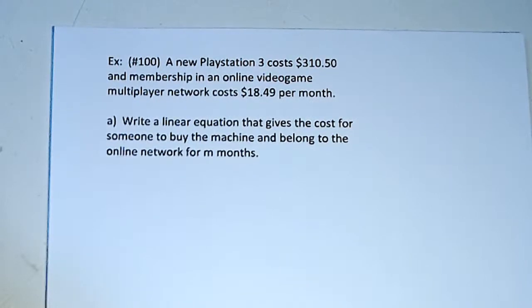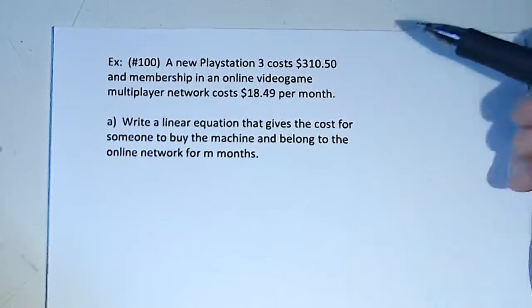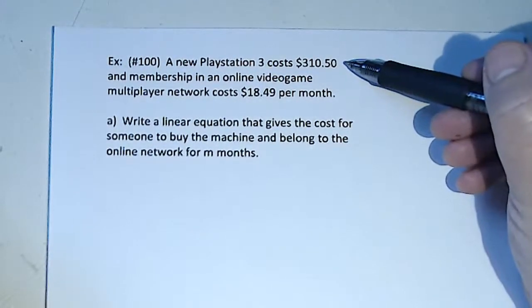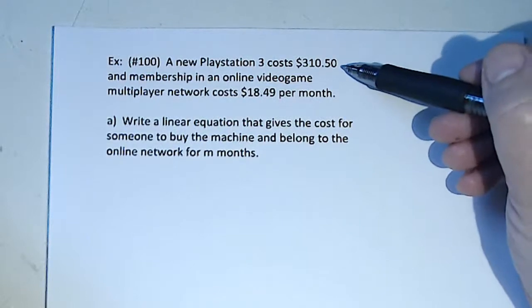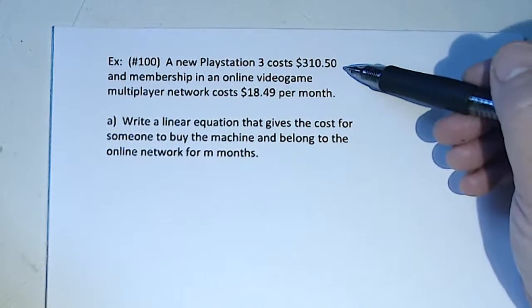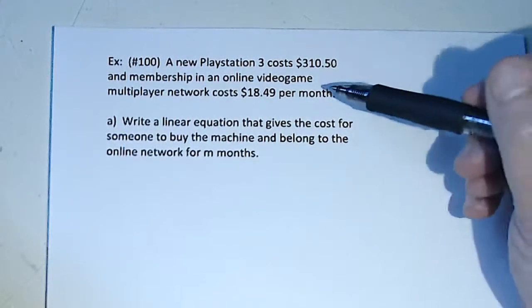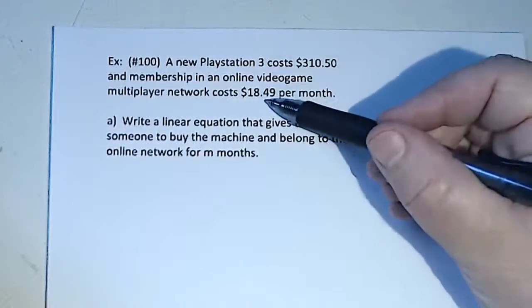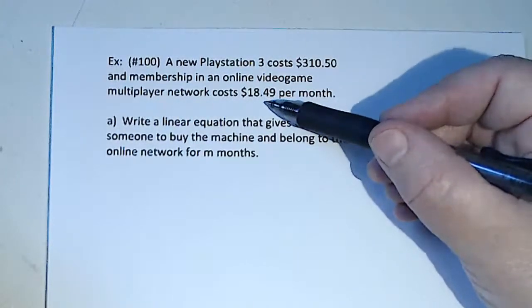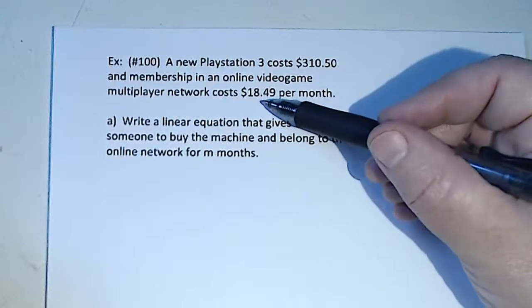So we're into a new kind of problem where we're going to have two different kinds of costs, or two different values. The single payment, $310.50, that payment you only make once. You buy the machine and you're done. And then when I say per month, this means this is a recurring cost. This is something that happens over and over again.